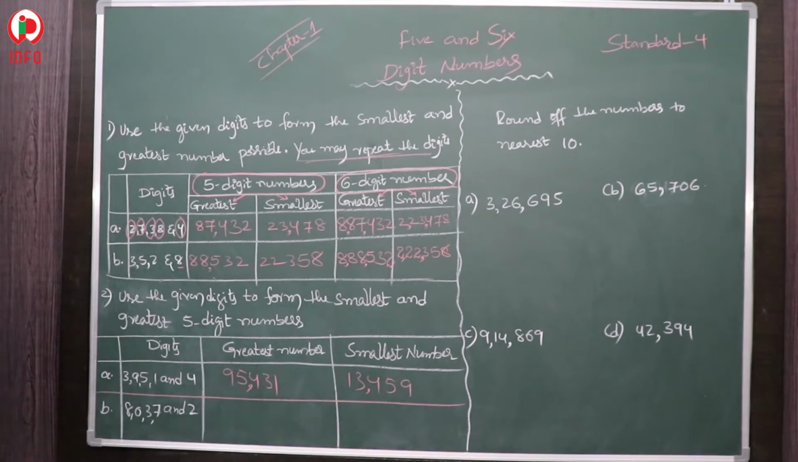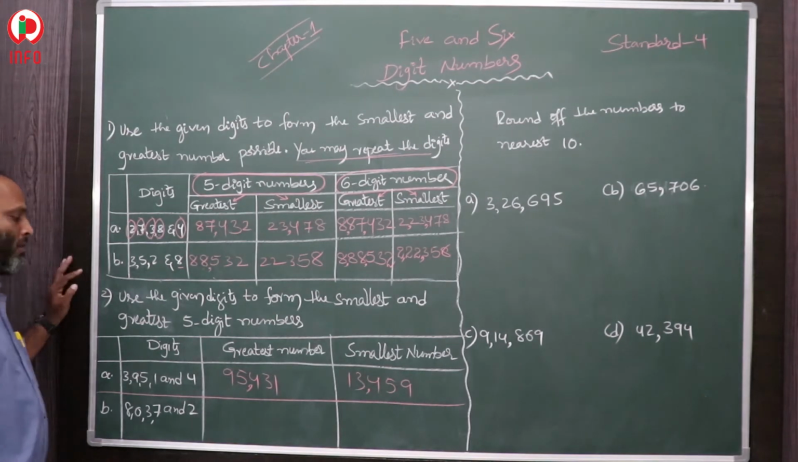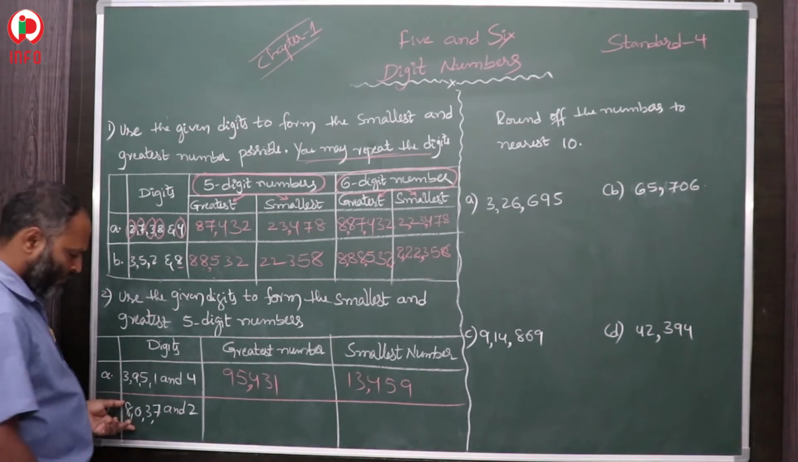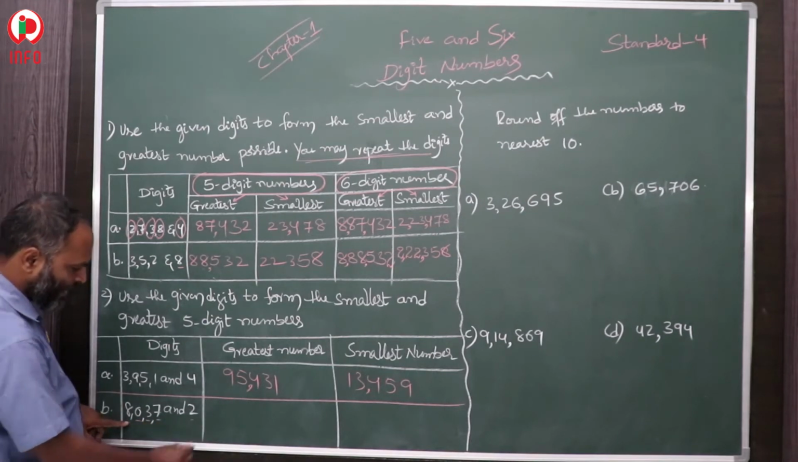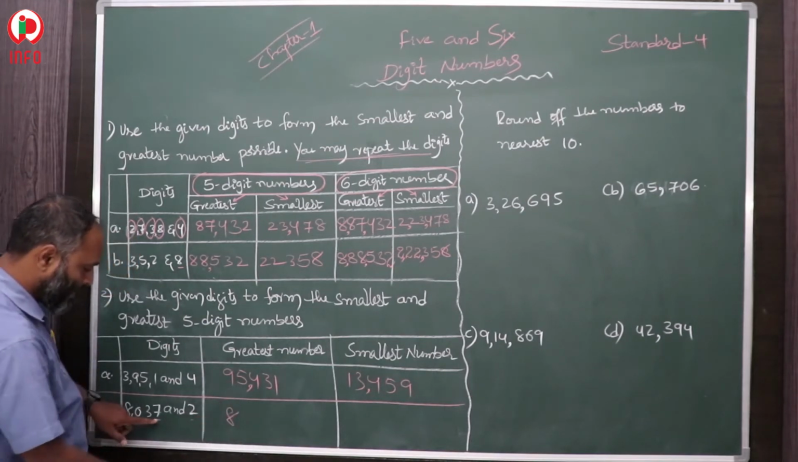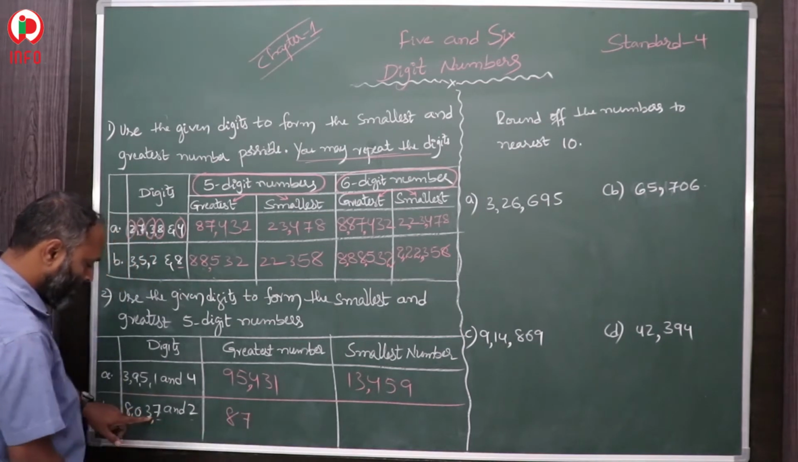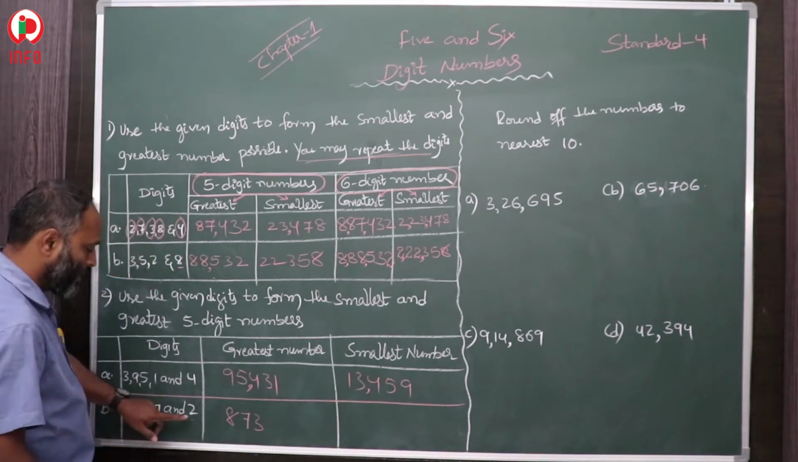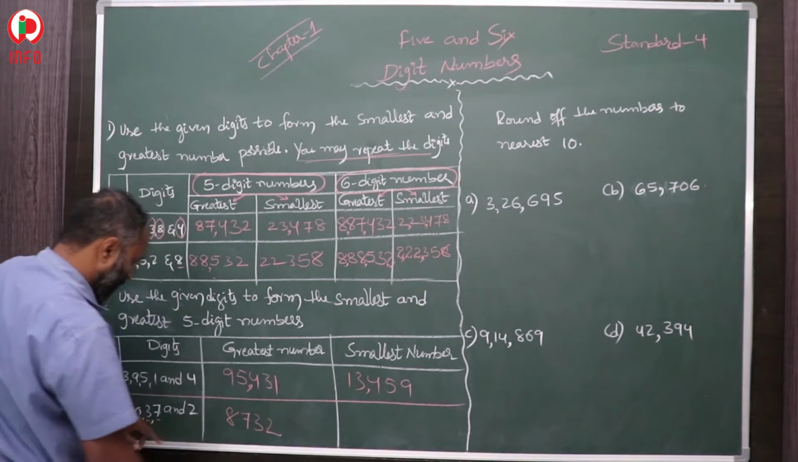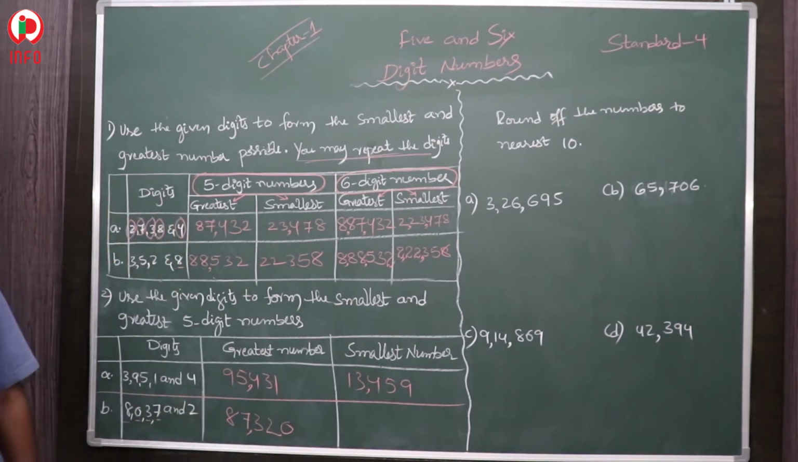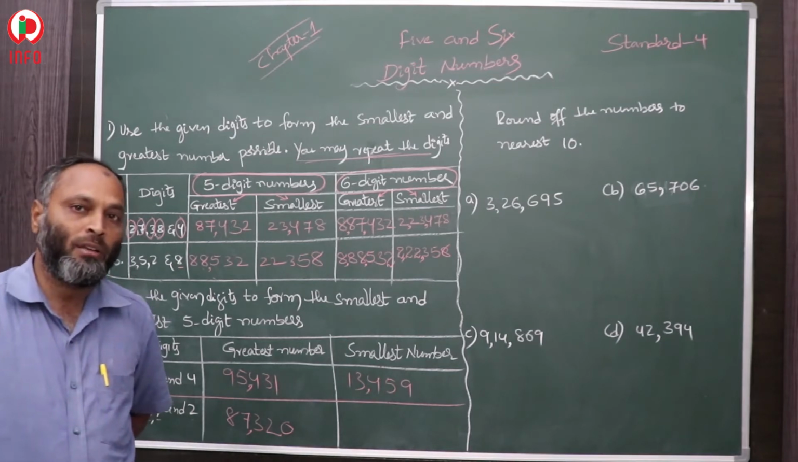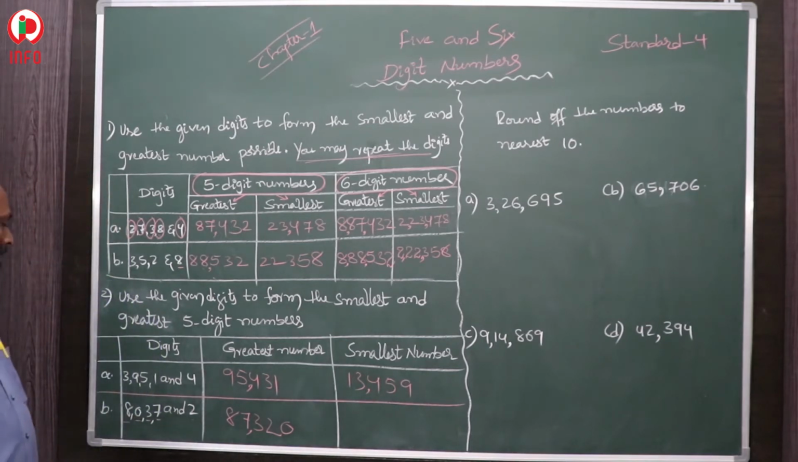This is in this question. Here, for the greater number, we take the numbers in descending order. First, we have to take the greater one among 1, 2, 3, 4, 5. The greater is 8. Smaller than this is 7, smaller than this is 3, smaller than this is 2, and smaller than this is 0. That is 87,320. This is the greater number.